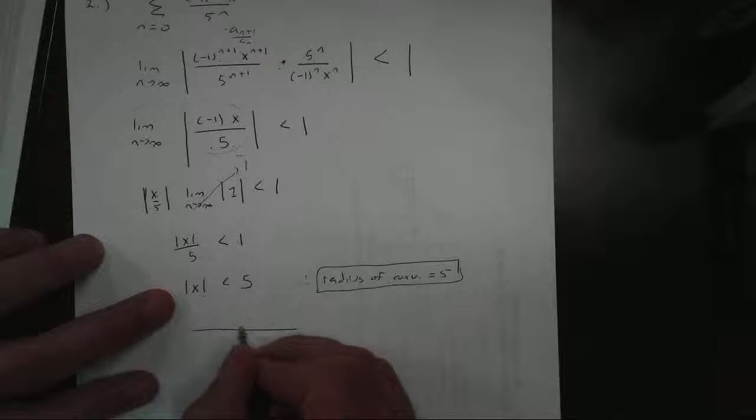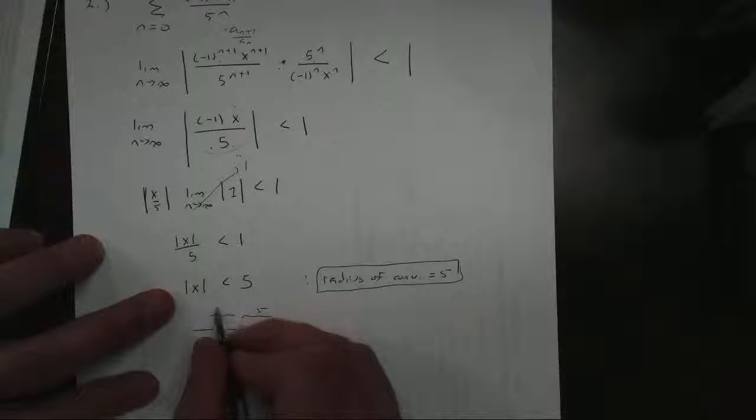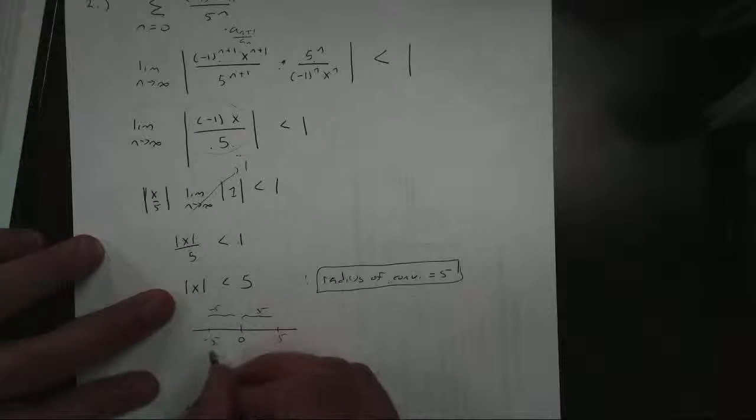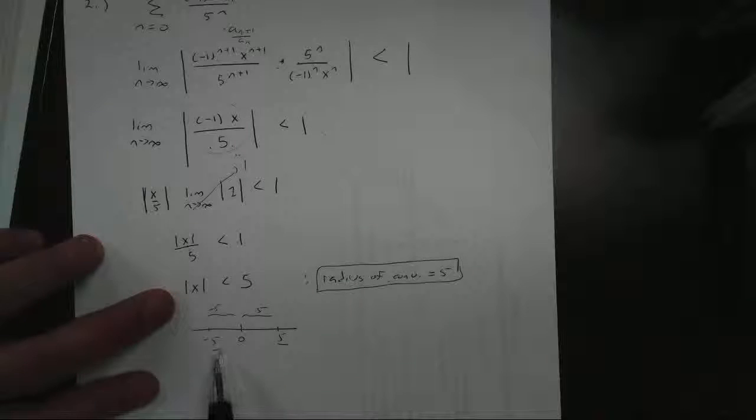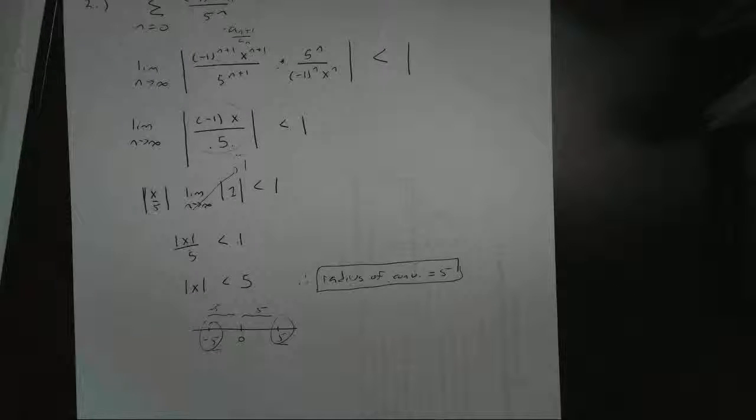If we think of it in terms like a number line, let's say 0 here is my center. If I go out 5 units, I'm at 5. If I go back 5 units, we're at negative 5. So it's saying anything between negative 5 and 5, this series will converge. Now, we do have to check the endpoints, but we're going to talk about that in another video.